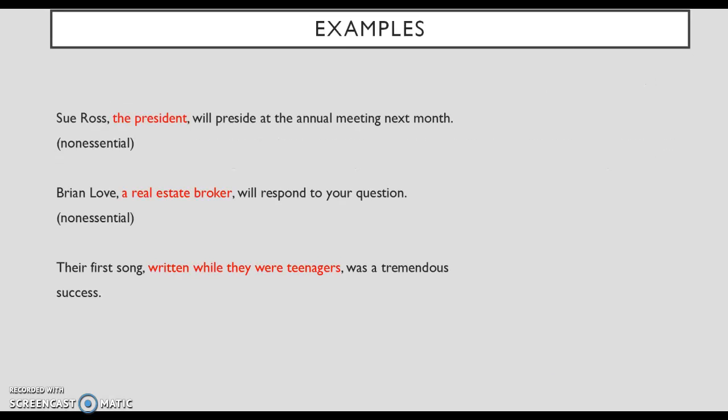Examples. Sue Ross, the president, will preside at the annual meeting next month. We do know if we take out the president and we say Sue Ross will preside at the annual meeting next month, it still makes sense and we know who's going to preside. The president is extra information. Brian Love, a real estate broker, will respond to your question. That is the same thing. It is non-essential. Their first song, while written while they were teenagers, was a tremendous success. Again, the ones in red are non-essential. They're just adding meaning. So they need to be separated by commas.